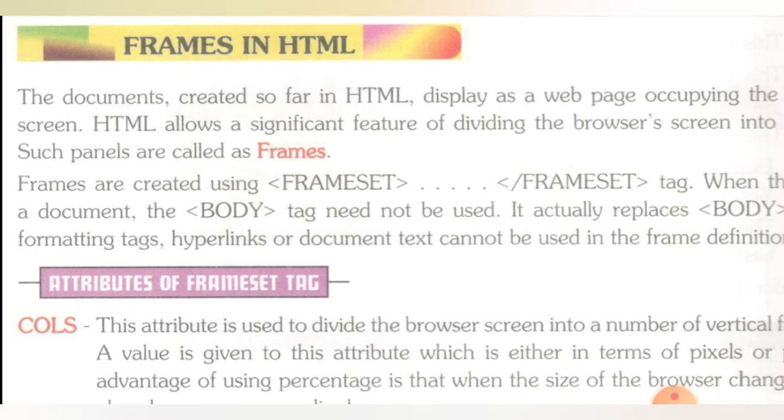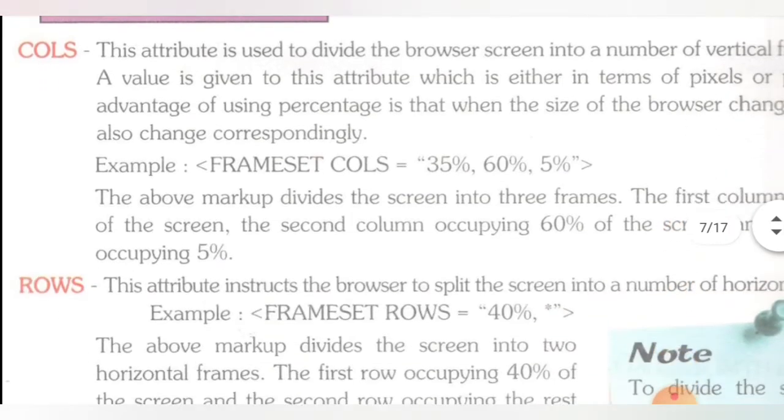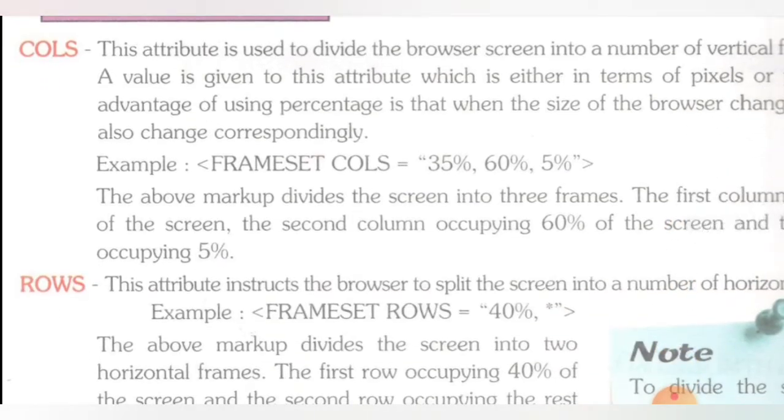Okay, frameset tag. The attributes of the frameset tag are cols, that is COLS, how many columns you want to divide. And then the next attribute is rows, how many rows you want to split. So the rows attribute instructs the browser to split the screen into a number of horizontal rows, and cols is used to specify vertical frames.